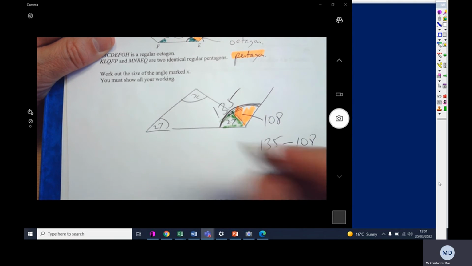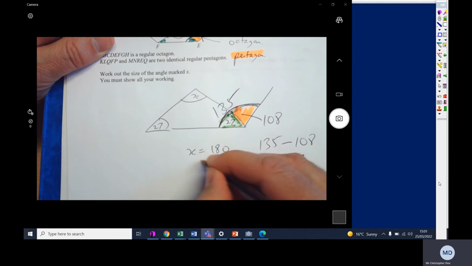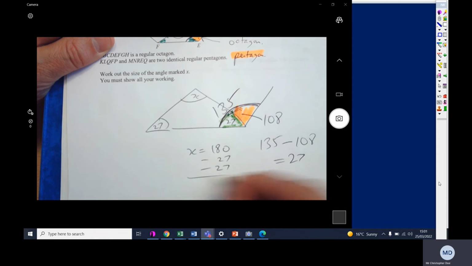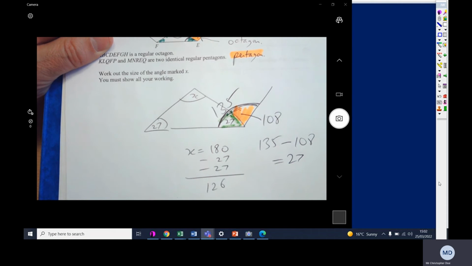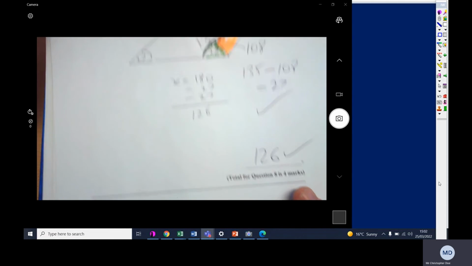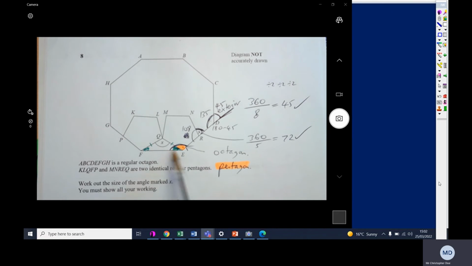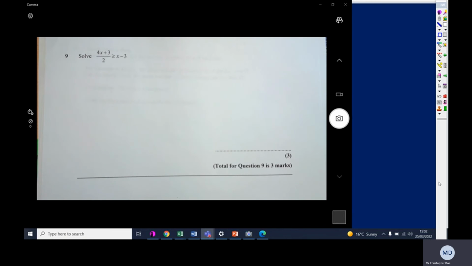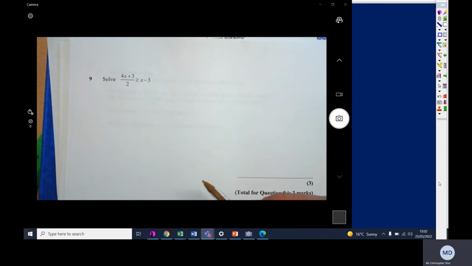So X is going to be 180 for the whole triangle, take away 27, take away 27. That's 54. 180 minus 54 is 126. Right answer, 126. There's your complete method. One for the answer. That was done quite well though. Key thing is trying to find the correct angles and knowing how to get interior and exterior angles on a polygon. Question 9 is solving an inequality.